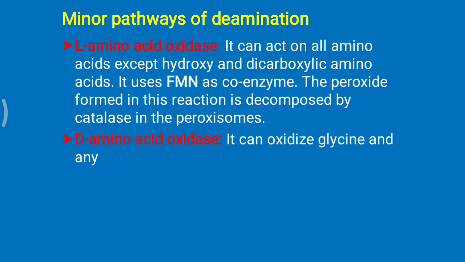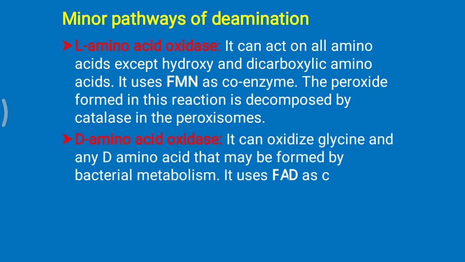Another minor pathway is D-amino acid oxidase. It can oxidize glycine and particularly D-amino acids, which are normally not present in the body, but may be formed due to bacterial metabolism. So all will be deaminated with the help of D-amino acid oxidase. For the D-amino acid oxidase, you can remember FAD as a coenzyme. For the D, FAD, and for the L, you can remember FMN.